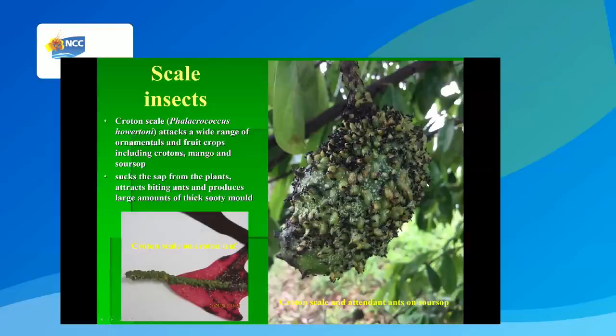In addition to actually sucking the sap from the plants that they're feeding on, they also attract biting ants, black ants, because they secrete a sweet, sticky liquid which attracts the ants. And they also produce large amounts of a thick, black, sooty mold, which Bajans often refer to as black blight.